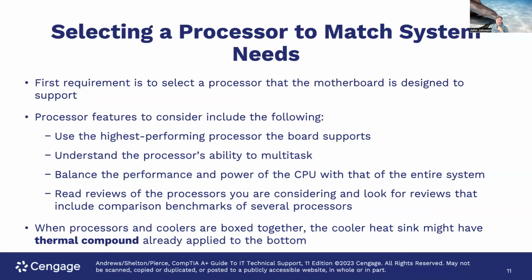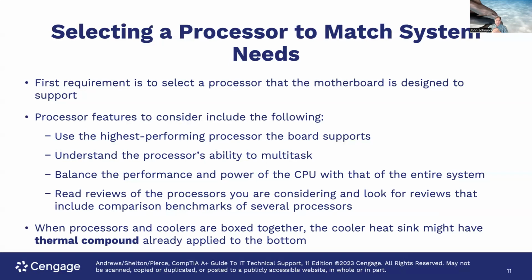So the processor features to consider include the following. Use the highest performing processor that the board supports. That's always a good thing to do because later on it's more expensive if you want to buy another one and upgrade, as I mentioned before. Understand the processor's ability to multitask. Is it multi-threading? Does it support things like VMware? These are things to know about. Balance the performance and the power of the CPU with that of the entire system. That makes sense. More importantly, you need to balance the cost versus your performance. Look for that sweet spot. That's usually another important thing.